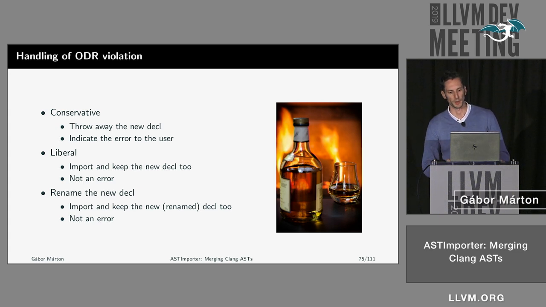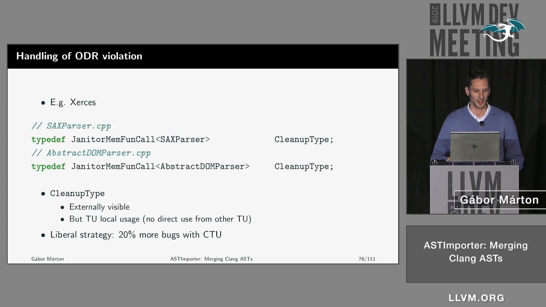There's a whiskey there because I had a bet with a friend and a colleague that this is never going to be in Clang before 2023. And actually, the LLDB guys wanted these strategies really badly. So I'm going to have my whiskey soon. The thing is that, getting back to this Xerces thing, when we choose to use this liberal strategy, then we may find roughly 20% more bugs.